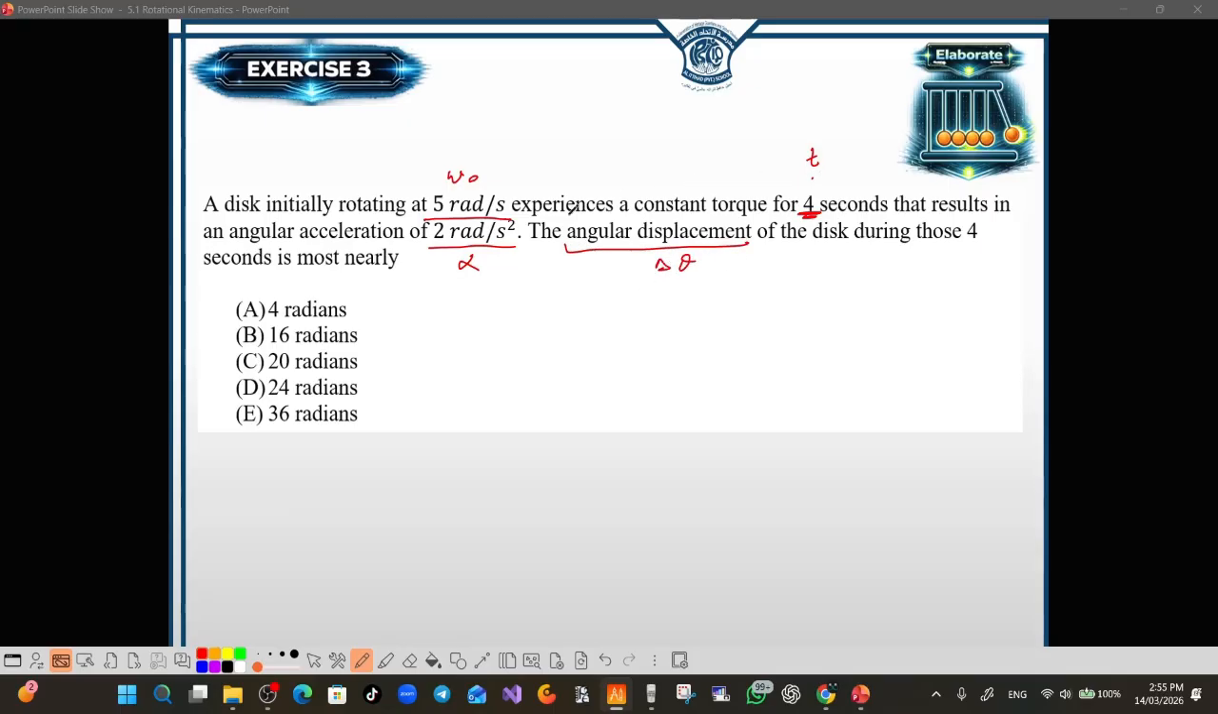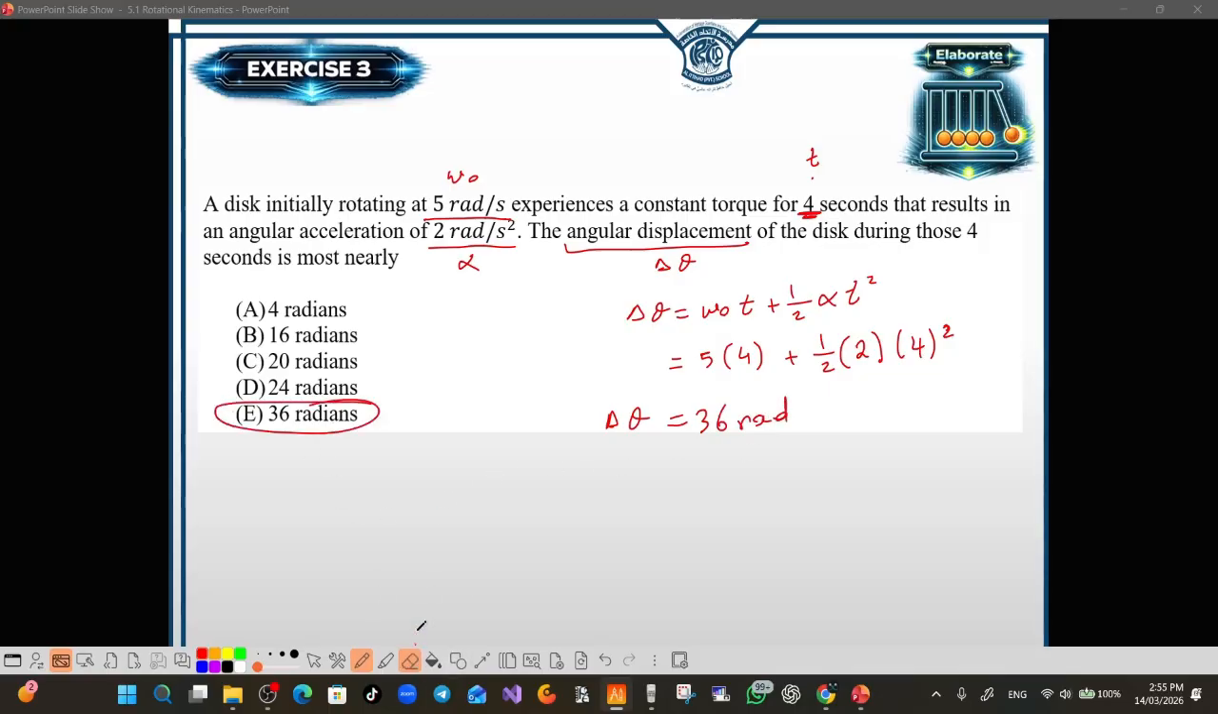Now, since we have time, alpha and omega 0, the best way to find the angular displacement is by applying the quadratic relationship. Delta theta is equal to omega 0 t plus half alpha t squared. Now, omega 0 is given by 5, the time is 4, half the angular acceleration is 2, and the time is 4 to the power 2. Plugging this in the calculator, the delta theta or the angular displacement will be 56 radian. And the correct answer is A.